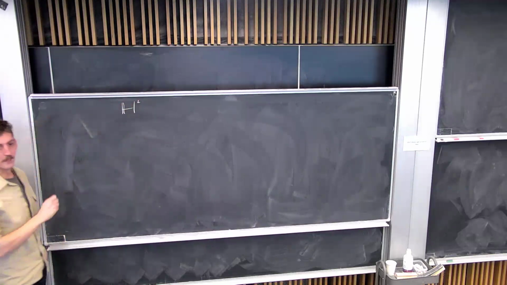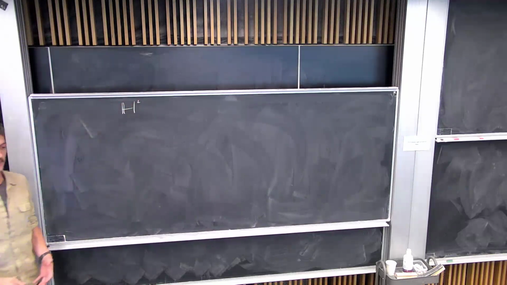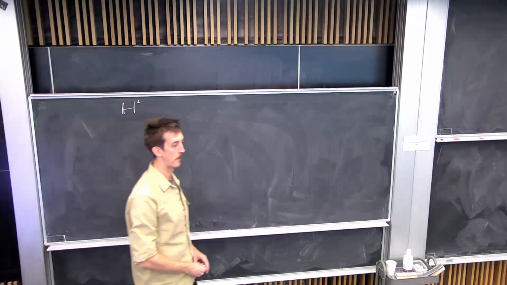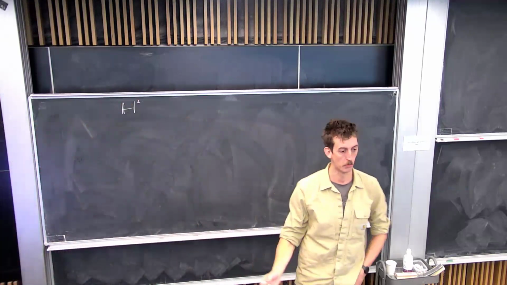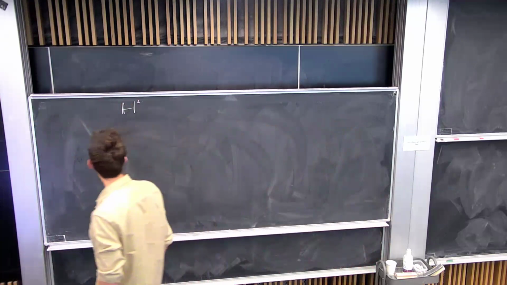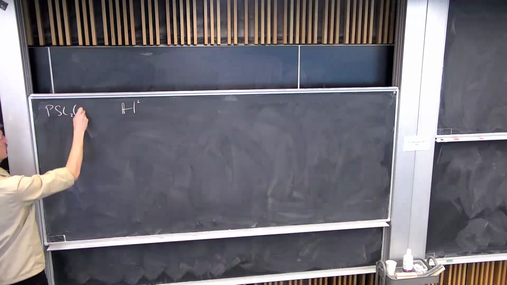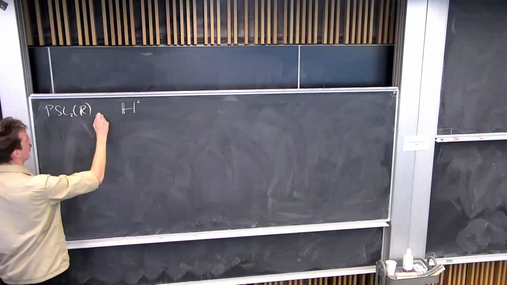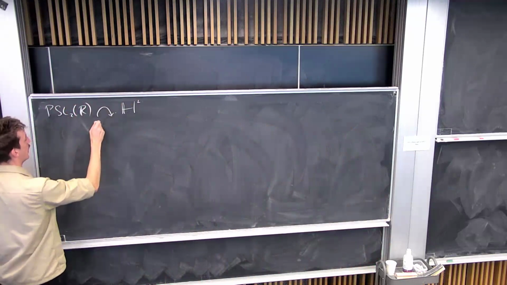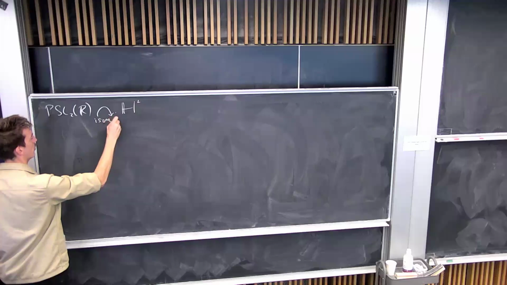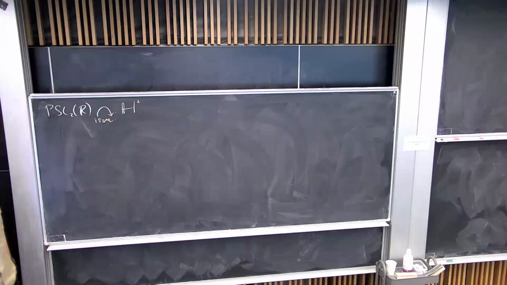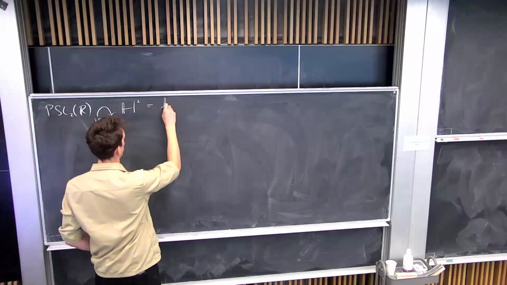H2 is the two-dimensional hyperbolic upper half plane. It's a half plane with a metric of constant negative curvature, minus 1. So it has an isometry group, PSL2R. So PSL2R acts on H2 by isometries. This is the hyperbolic upper half plane.